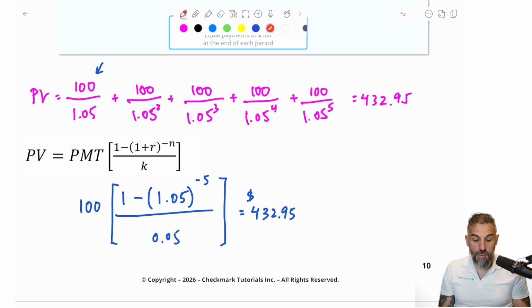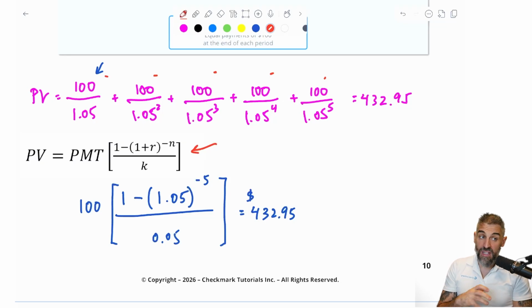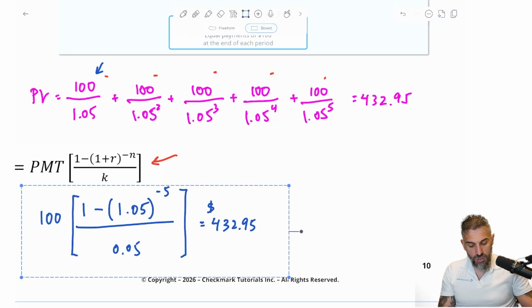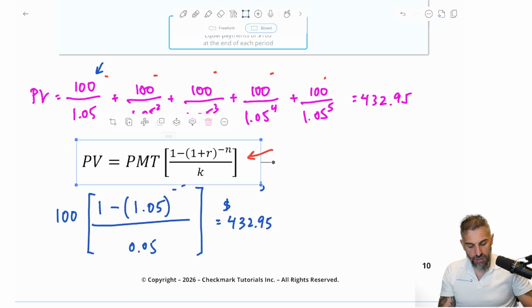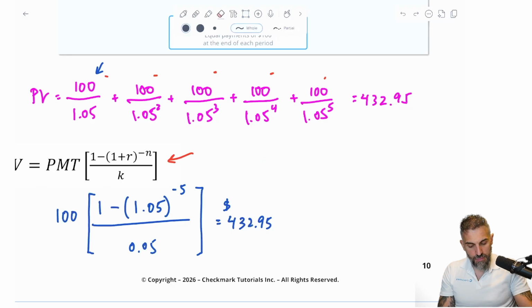But it would take the same amount of time to do 5 periods as it would to do 5,000 periods because you would just change your N. And so that's all these formulas are doing. They're just taking the present value or the future value of each individual payment and putting them together. Now, your financial calculators are also very good at doing this. So if we were to solve this exact same one on the financial calculator, just to kind of show you.